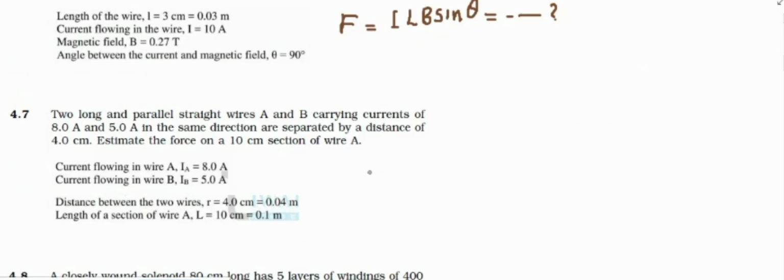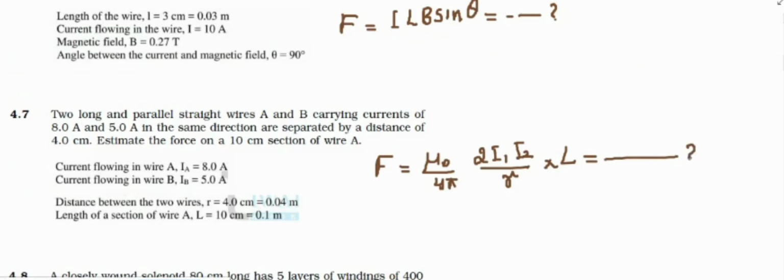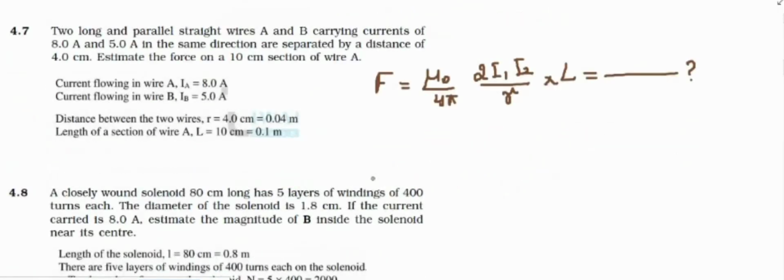So for the force between parallel currents, you have to take force F is equal to mu naught by 4 pi, 2 I1 I2 upon R into L. All the quantities you have to substitute in SI units, then you will get the answer.